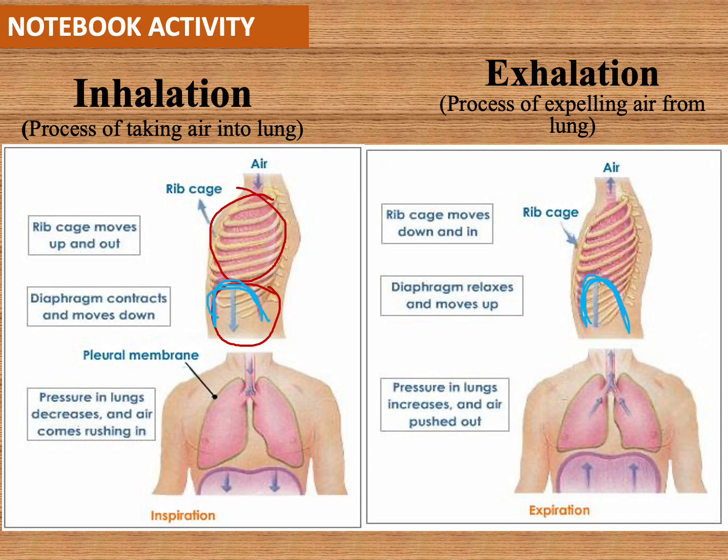So what are the changes happening when we inhale air? When we inhale air, the diaphragm contracts and it moves down. What happens when we exhale air? When we give out carbon dioxide, the ribs come down and go in, whereas the diaphragm relaxes and it moves up.